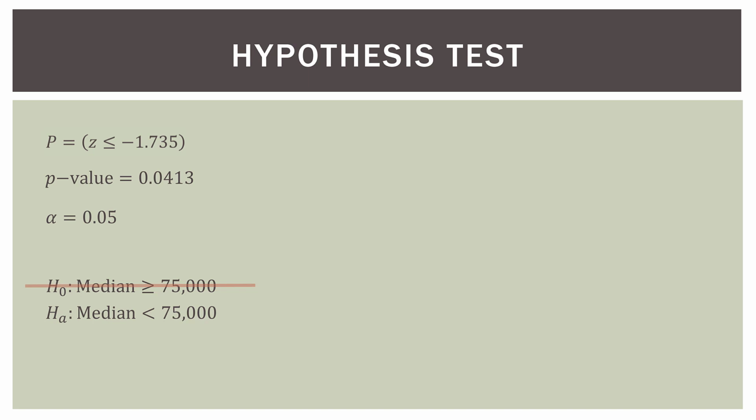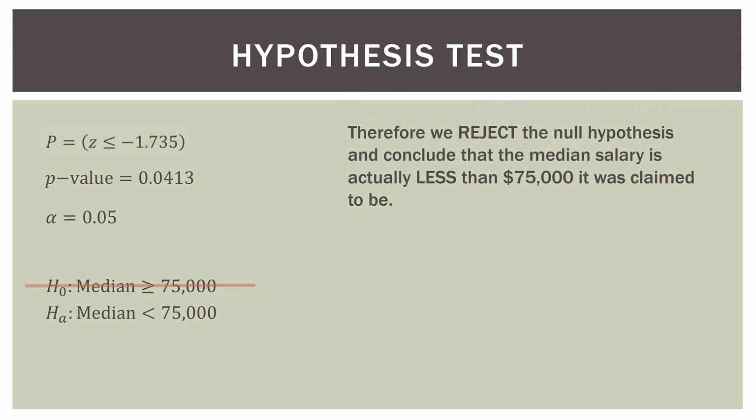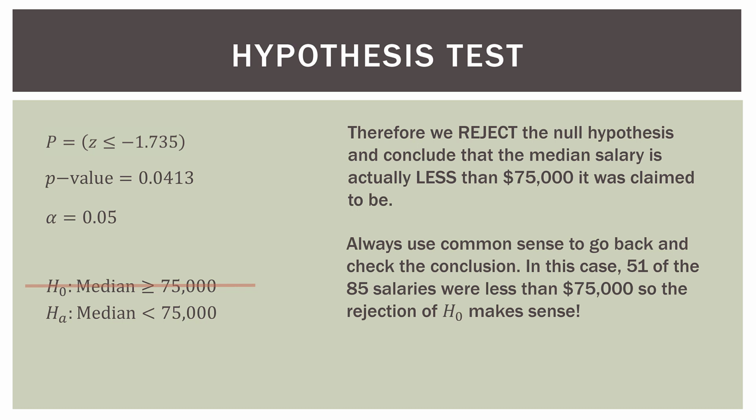Well, our test said it's very unlikely, in this case below our alpha value, that if the median salary is greater than or equal to $75,000, there would be 34 or fewer values above the hypothesized median. So therefore, we reject the null hypothesis and conclude that the median salary is actually less than $75,000 as it was claimed to be. Now, always use common sense to go back and check the conclusion.